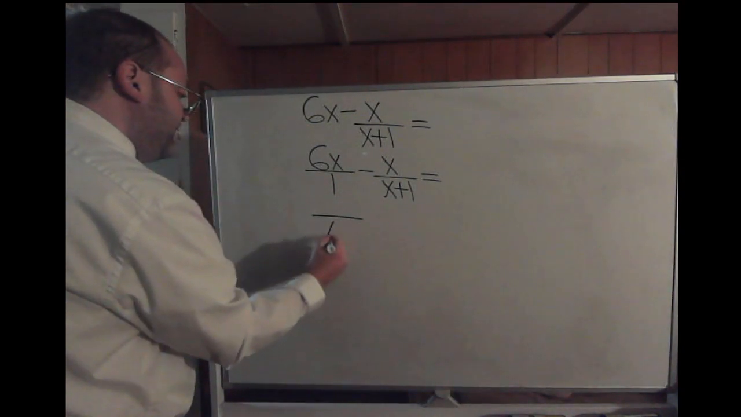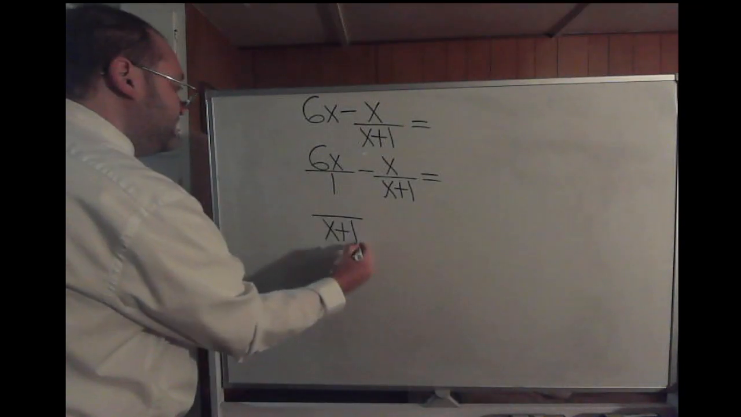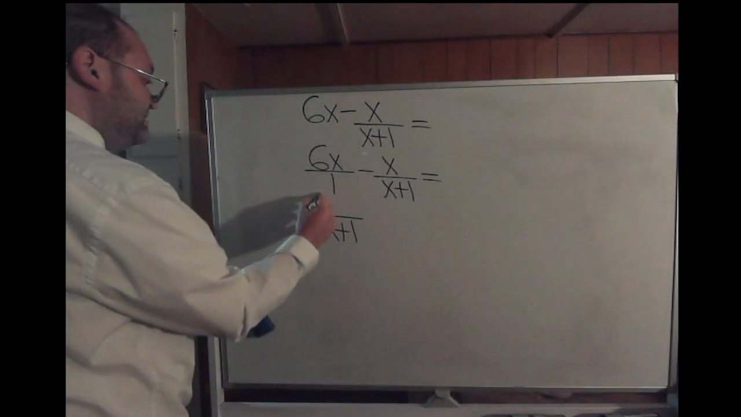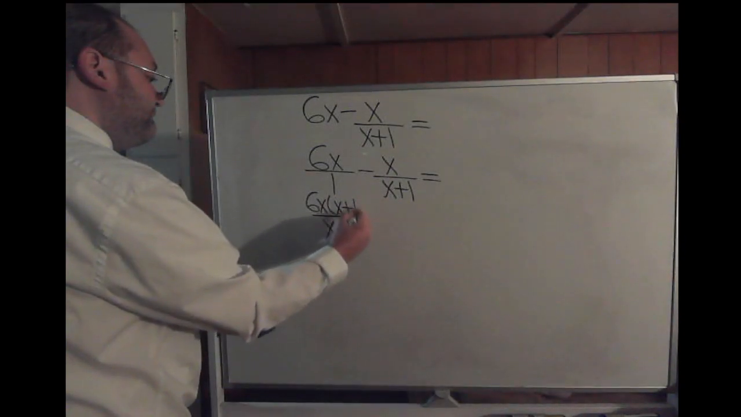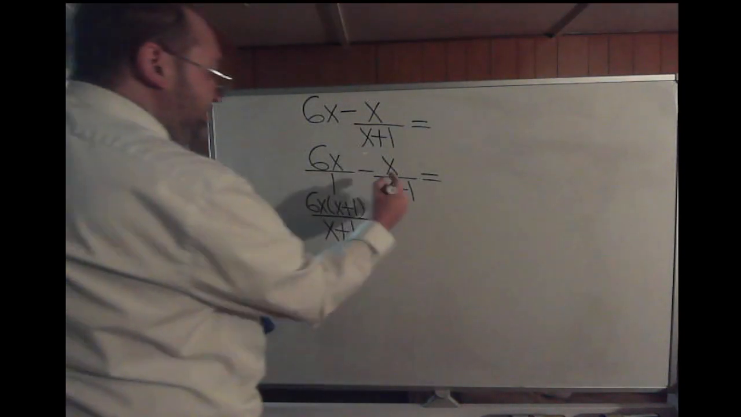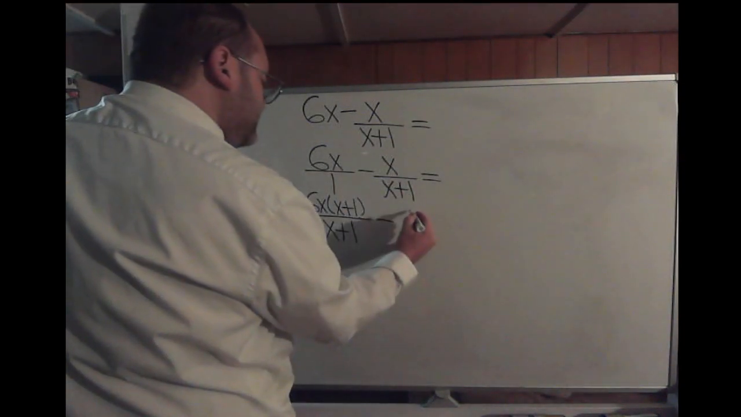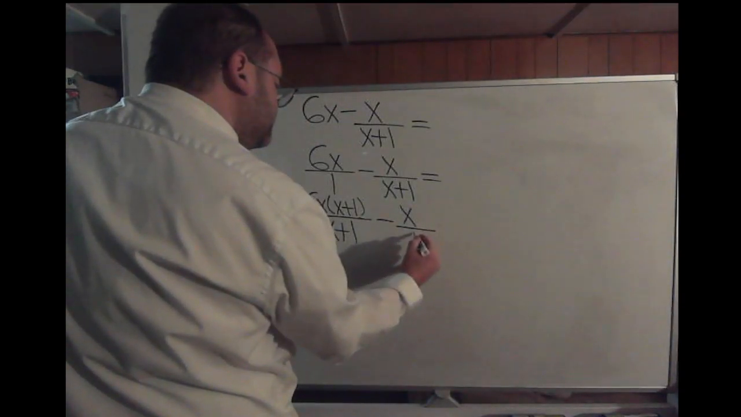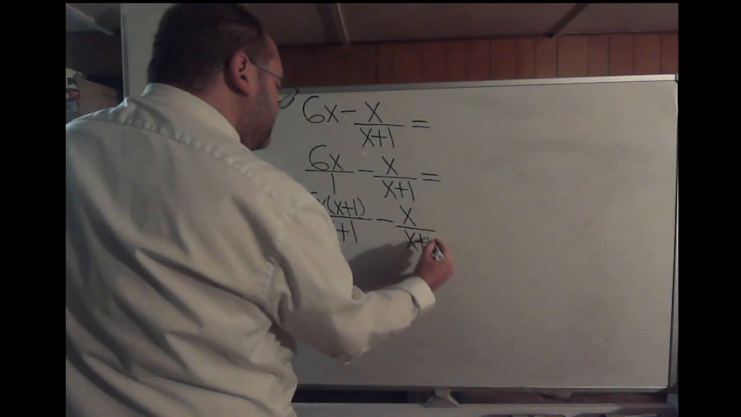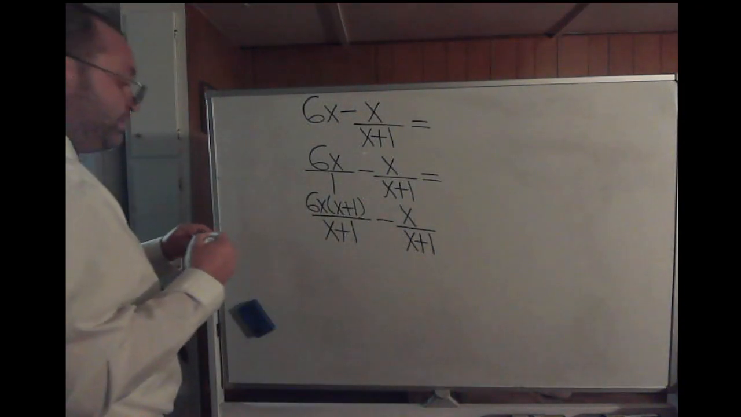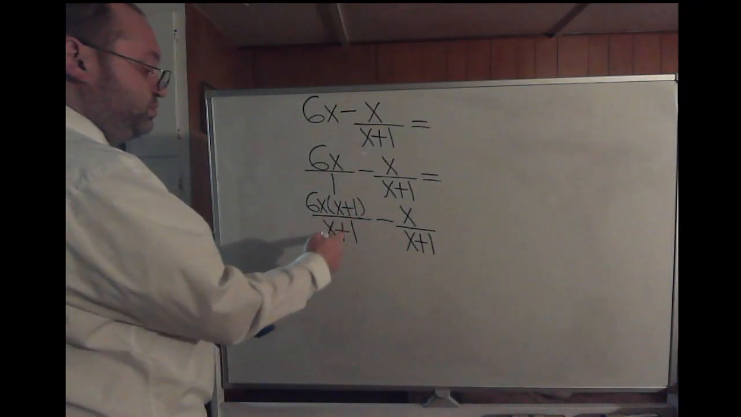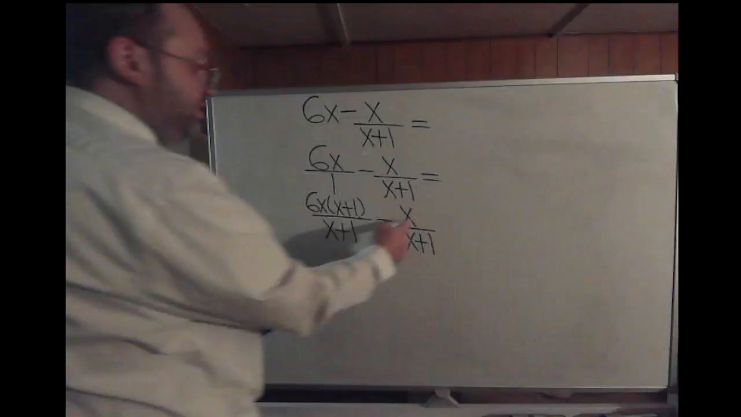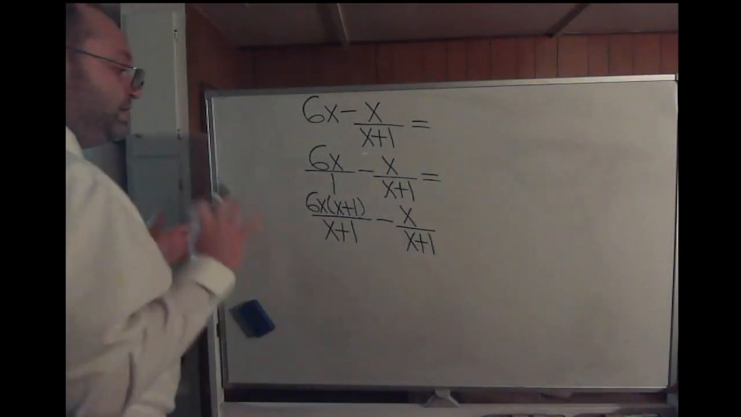So we've done that now. Denominator's x plus 1, but you got to take that 6x and multiply that by x plus 1. Then the second term, the x over x plus 1, we can leave that alone. That's already got the least common denominator. So now we have 6x times x plus 1 all over x plus 1 minus x all over x plus 1.